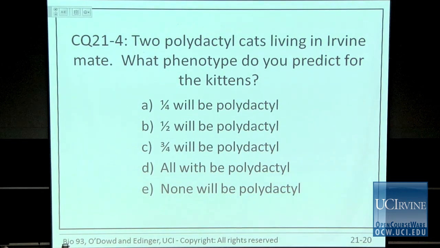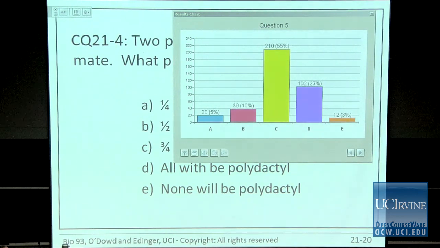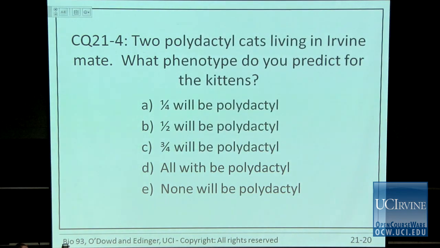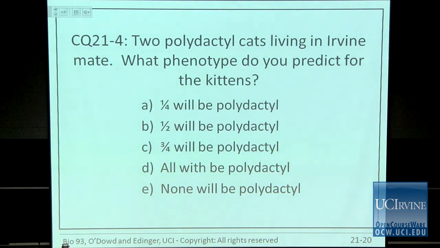Let's see what you guys thought. So a lot of you guys like C, and C is the right answer. So that's good. Now, it wasn't like that before, so talking to your friends is helpful. That's good. Now, the key thing here is we have to set up our Punnett Square, and so we have to figure out what the genotypes of the parents are. So, what did you guys think the genotype of the parents was?